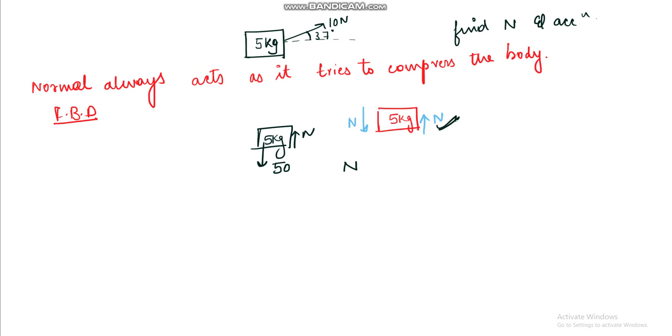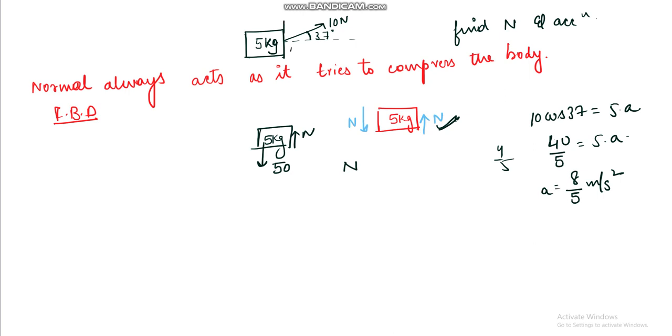So for N, first we find the acceleration. 10 cos 37 equals 5 into a. 40/5 equals 5 into a. Cos 37 is 4/5, so 8/5 meter per second square is the acceleration. And this 10 has a vertical component also, which is 10 sin 37, that is 30/5, which is 6. So it has a vertical component of 6.